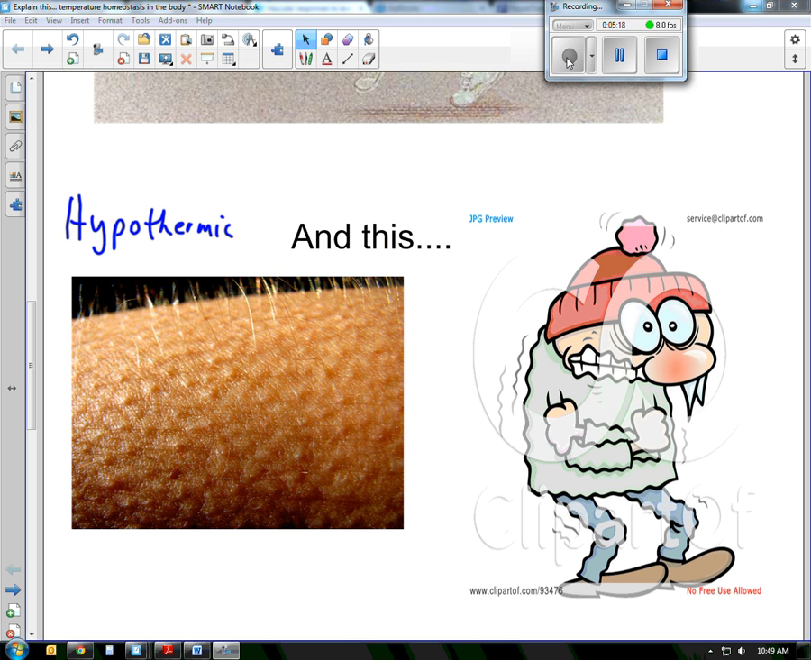So the sensors in your skin say we're cooling down. They send a message to your hypothalamus, time to warm up. One of the things it does is shiver. The second it does is causes goosebumps, which will trap air on the surface of the skin, which will help warm you up. And then the third one is that it'll keep your vessels to your skin constricted.